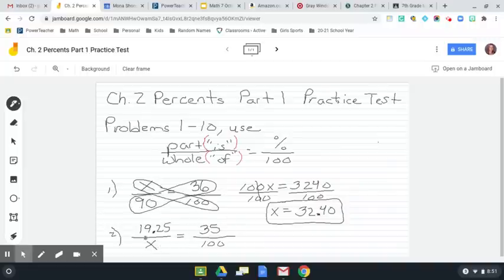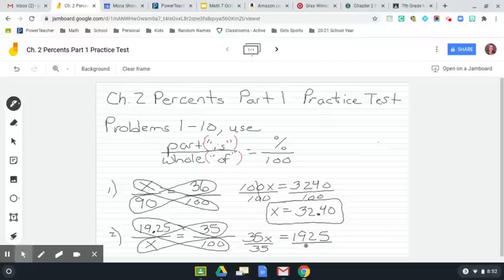Okay, so here's your setup. 35 times x equals, over here in the other direction, 19.25 times 100. When you multiply by 100, that decimal is going to move 2 places to the right. 1,925. Solve for x. Let's find that whole that we're missing in the denominator there. Divide by 35. X equals... work that out right now on your calculator.